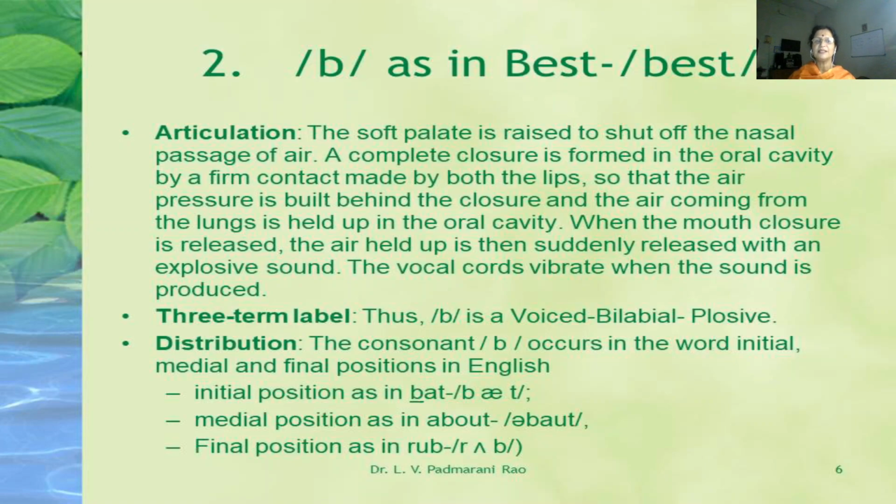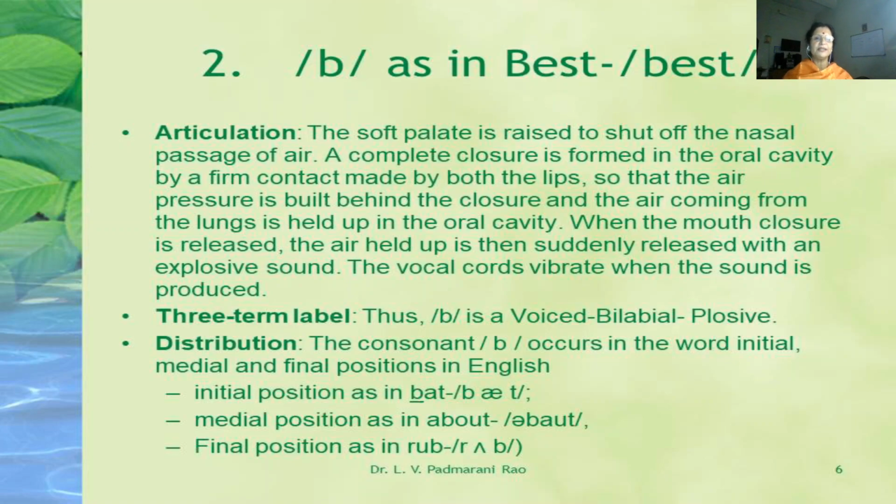In the articulation wise, b is exactly like p. So the soft palate is raised to shut off the nasal passage of air. A complete closure is formed in the oral cavity by a firm contact made by both the lips, so that the air pressure is built behind the closure and the air coming from the lungs is held up in the oral cavity. When the mouth closure is released, the air held up is then suddenly released with an explosive sound. The vocal cords vibrate when the sound is pronounced. This is the difference between p and b. For p, the vocal cords do not vibrate, but for b, the vocal cords vibrate.